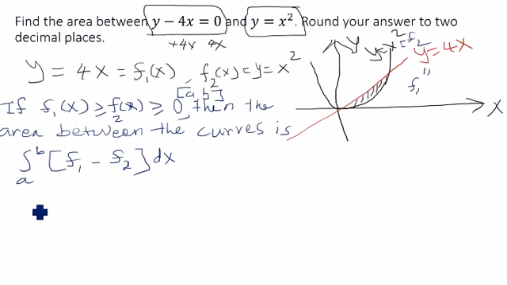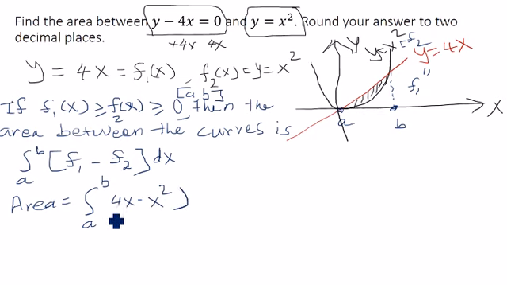So our area is going to be the integral, and our a and b, so these are the points. Down here on the x-axis, this is a, this is b, because this is where these two functions intersect each other. So we have to find these values, and I'm going to do that in just a second. I'm just going to write this as a and b, and then f1 of x is going to be 4x, minus f2 of x, which is x squared, and then we have a dx.